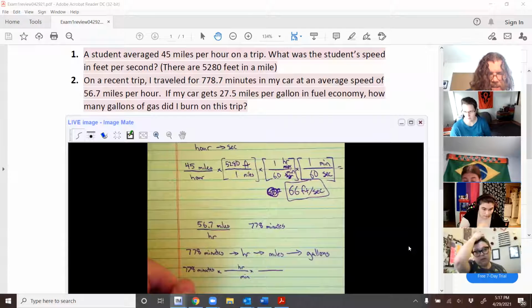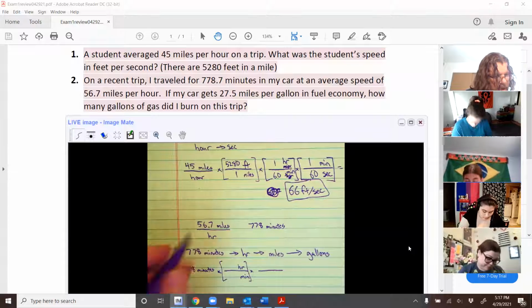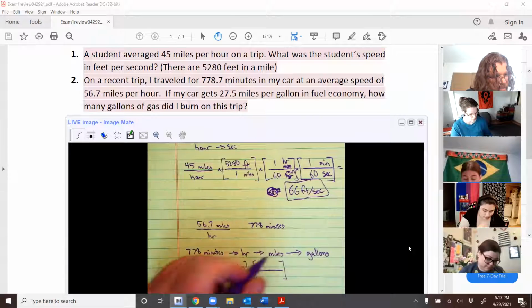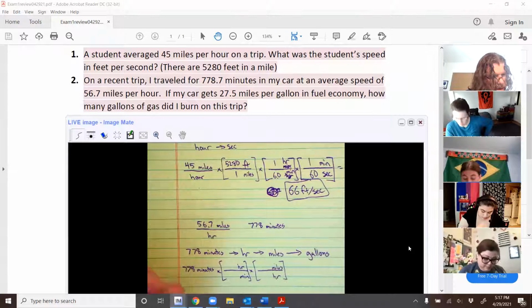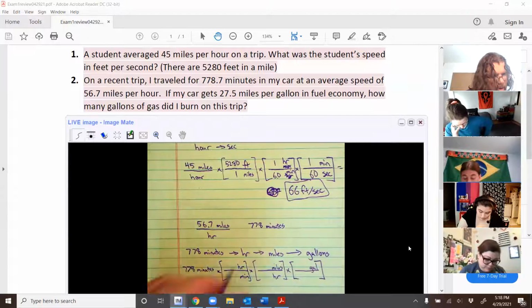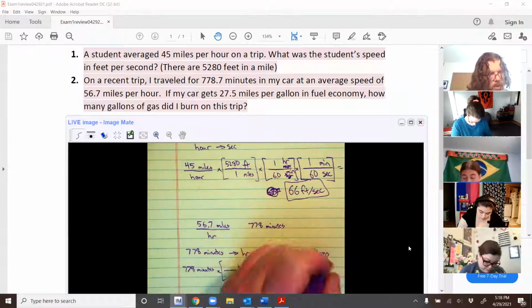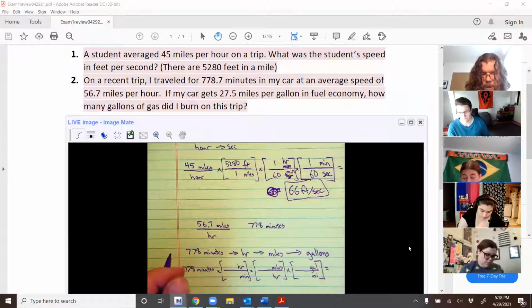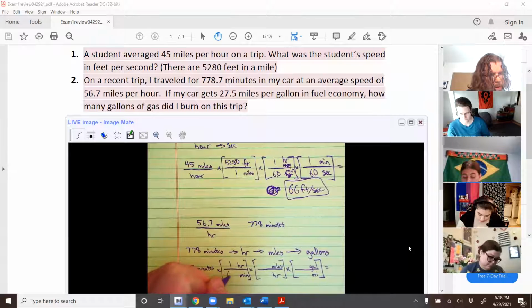In order to get our units to cancel the way we want, our conversion factor here should have hours in the numerator and minutes in the denominator. And then after that, to convert to miles, we should have miles in the numerator and hours in the denominator. And then to convert to gallons, we should have gallons in the numerator and miles in the denominator. So let's fill in those conversion factors correctly and figure out what our number of gallons of gas we burned is. All right, so this one we all know, in every 1 hour, there are 60 minutes.